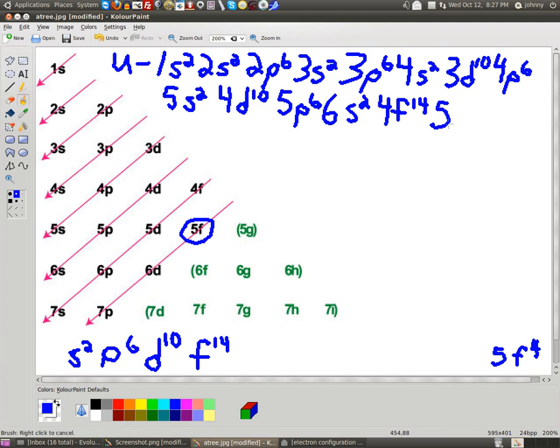Then 5D10. 6P6. Told you this one's going to be long. 7S2. Start on another line. 7S2. Then finally, where we're trying to end up at, 5F.